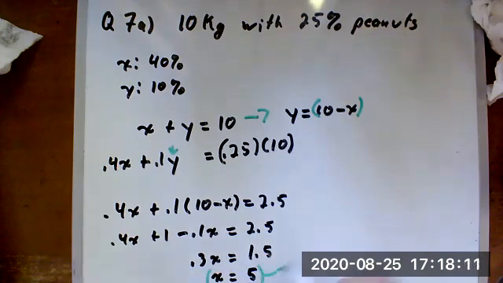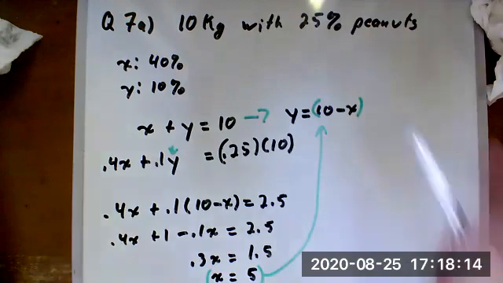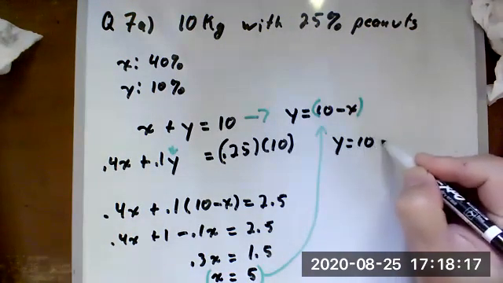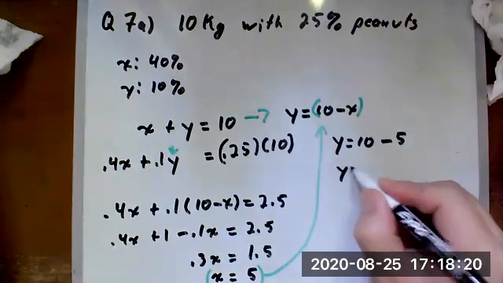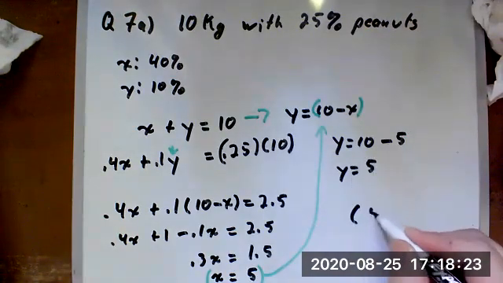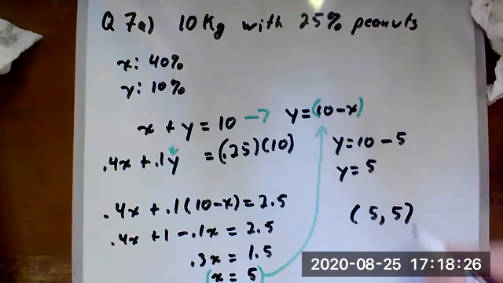This nice x equals 5 can go back into this original equation. Y will equal 10 minus 5, which means that y is equal to 5, which means we want 5 kilograms of the first batch and 5 kilograms of the second batch to get a 10 kilogram batch with 25% peanuts. Okay. Any questions there?